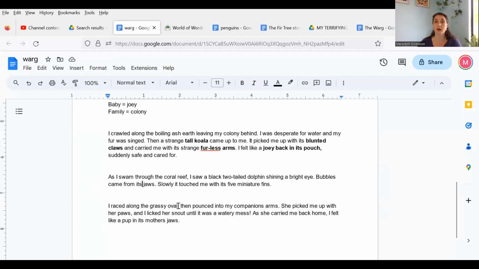I raced across the grassy oval, then pounced into my companion's arms. She picked me up with her paws, and I licked her snout until it was a watery mess. As she carried me back home, I felt like a pup in its mother's jaws, because you know how dogs carry their pups in their jaws. Okay, so there's a couple of examples. So this one's a dog being carried by its human.